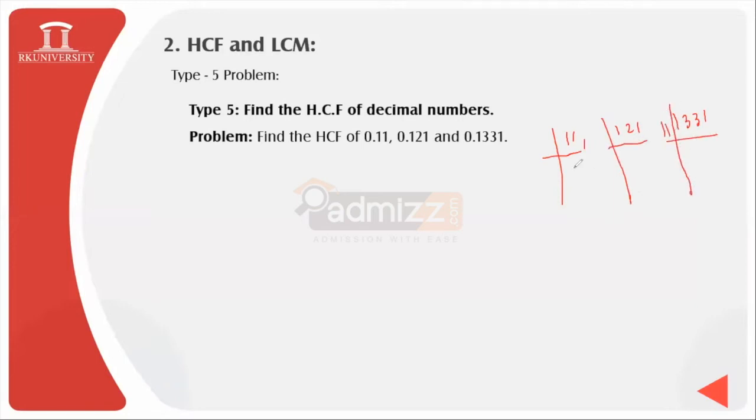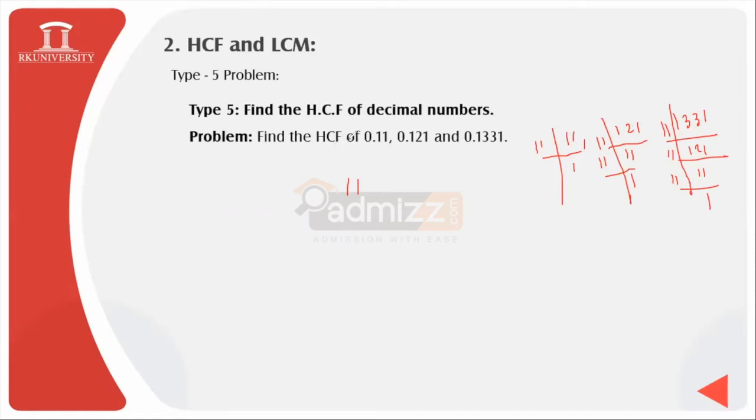If you factorize, 11 is 11 into 1, 121 is 11 into 11, and 1331 is 11 into 121. So yes, the HCF value is 11. Now, what is the process involved? Step number 2 you need to observe very carefully for writing your answer. This 11 is not the final answer; this 11 is the HCF of 11, 121 and 1331.